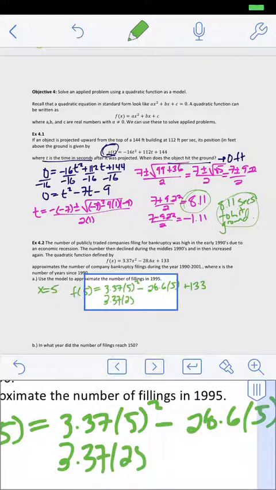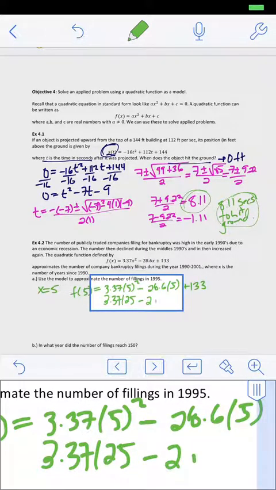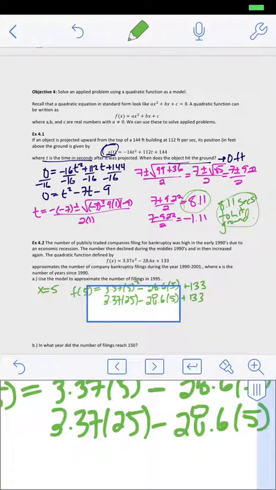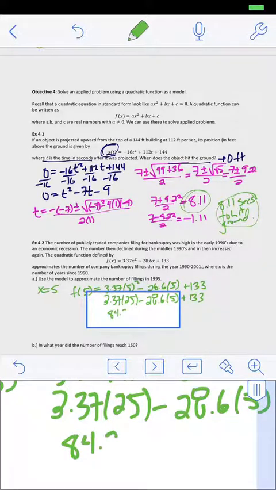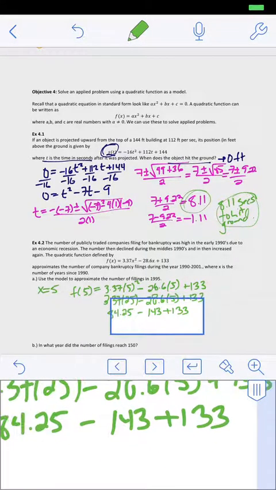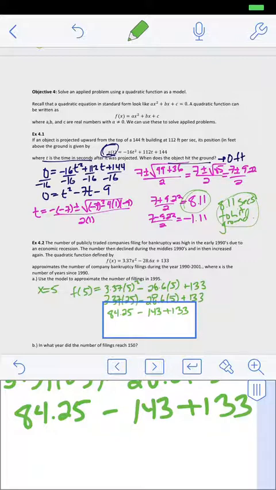3.37 times 25 minus 28.6 times 5 plus 133. PEMDAS says I should start with exponents first, right? Now I'll do the multiplications. 3.37 times 25 would be 84.25, minus 28.6 times 5. It's going to be 143, plus that constant. And then we subtract them all.